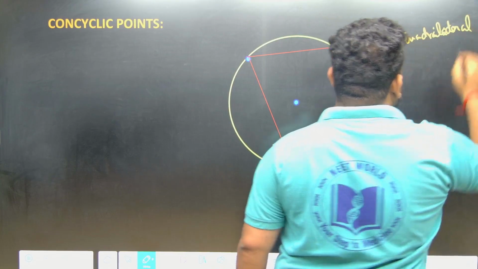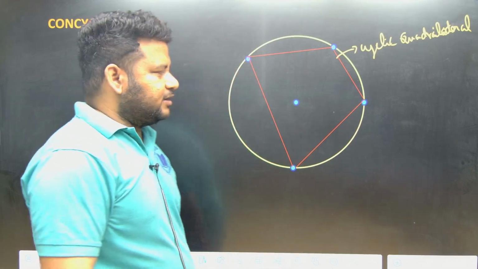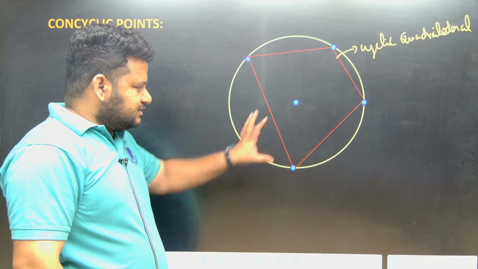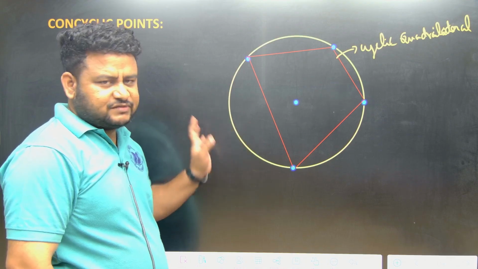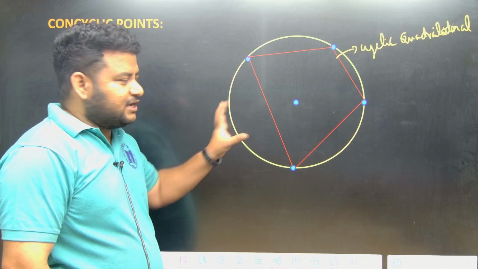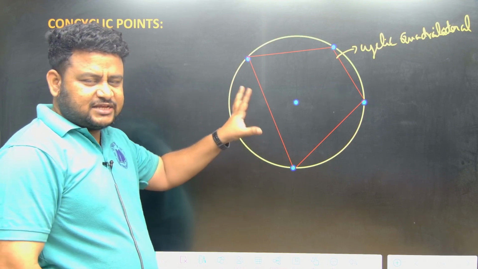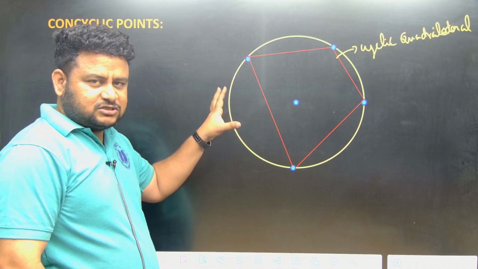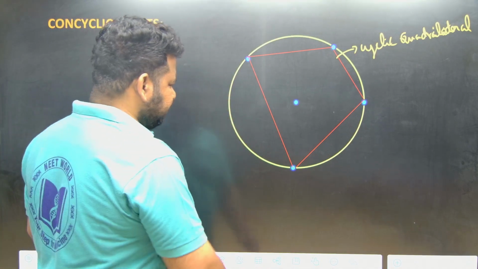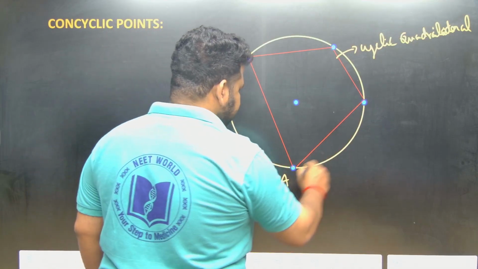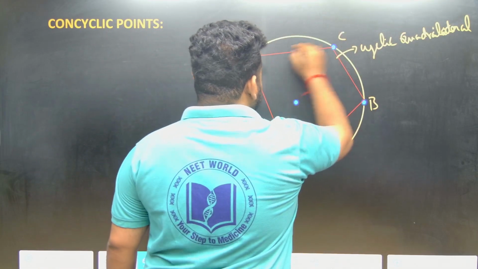When we talk about this cyclic quadrilateral, see here, this is a quadrilateral in which the vertices are the points on the circumference of the given circle. They are called concyclic points because they are lying on the circumference of the circle, and they are also the vertices of the quadrilateral. That's why it is called a cyclic quadrilateral. Suppose the cyclic quadrilateral be A, B, C and D.